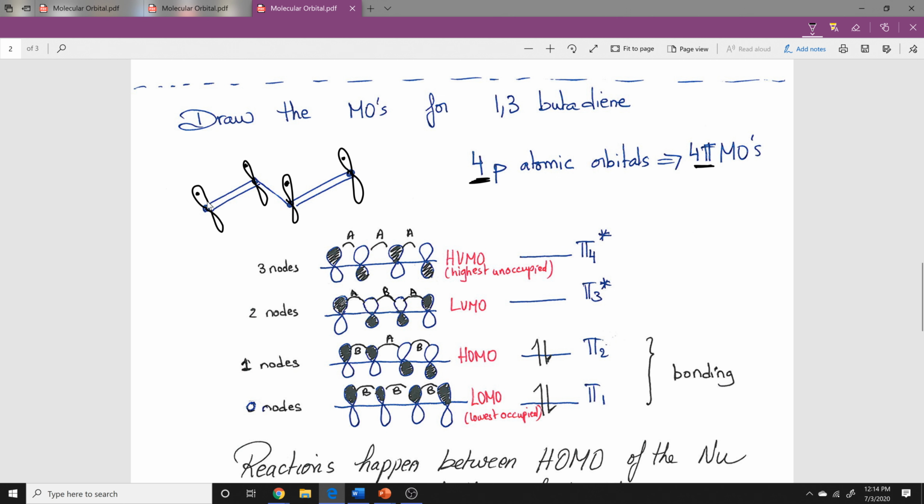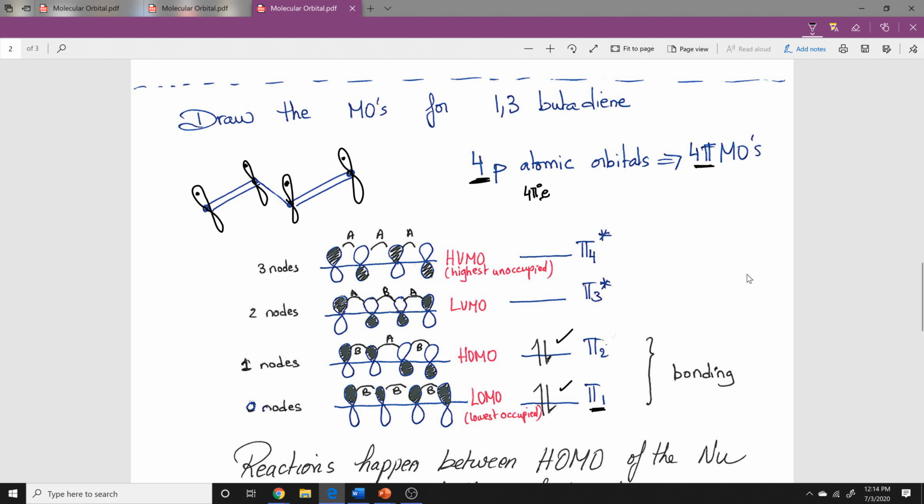So we know that each p atomic orbital has one electron. So we have a total of basically 4 electrons. We say we have 4 pi electrons in there. So we would need to fill those 4 pi electrons. Every molecular orbital has a capacity of 2 electrons. So we would fill 2 electrons in the pi 1, we would fill 2 electrons in the pi 2, and then we are done with respect to the electrons.